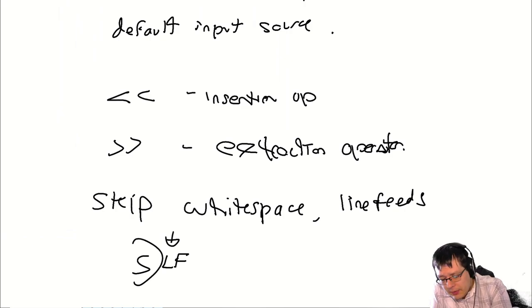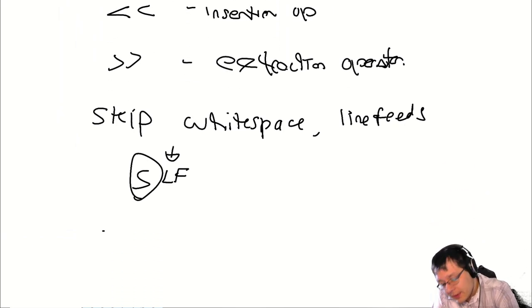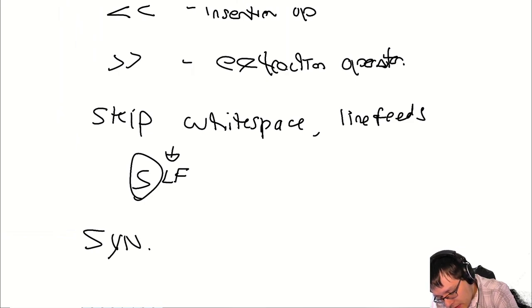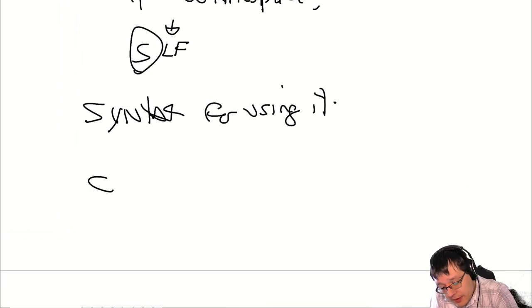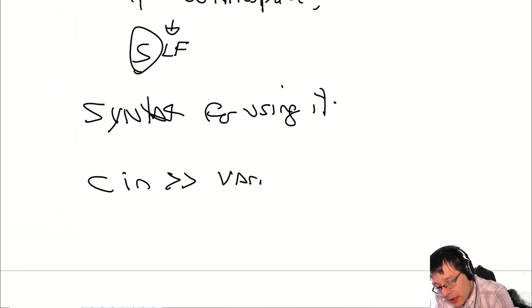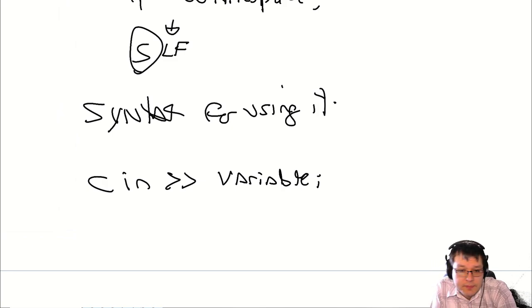We don't want to keep that. We only want to keep the value. So it does skip that. So the syntax for using it is going to be cin and then the variable that you're going to store it into and your semicolon.